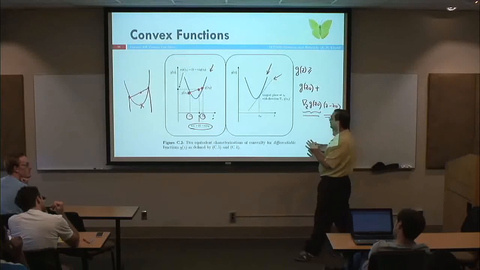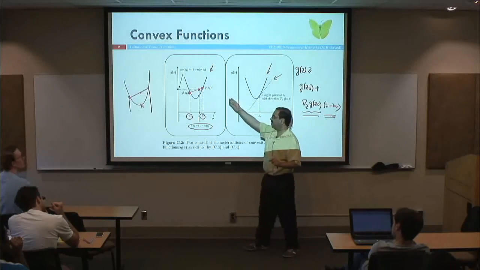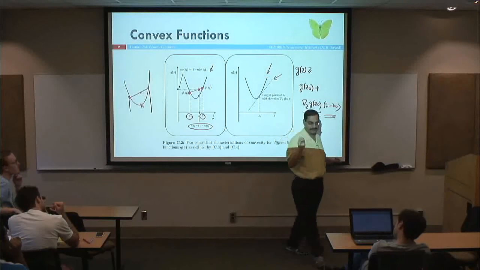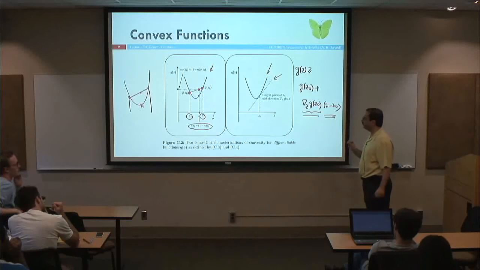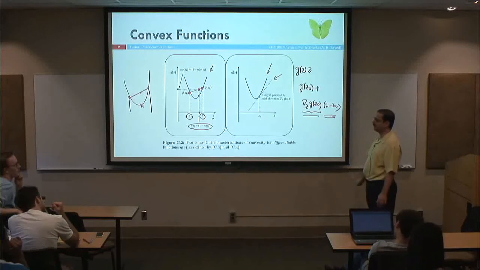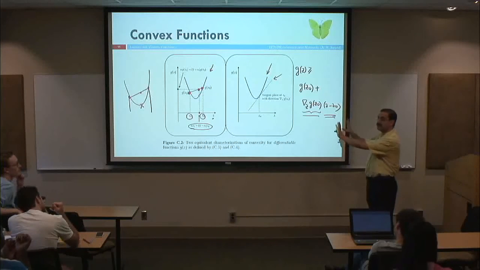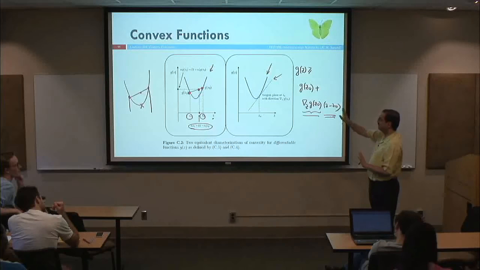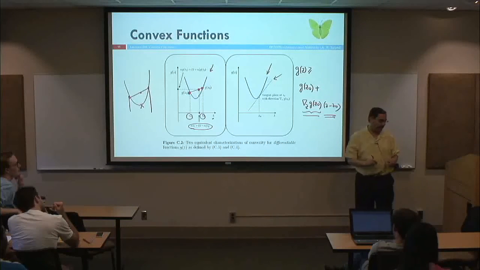To show that if this holds, that holds, or vice versa, this is a homework problem. It's not a difficult homework problem. It requires some argument, but you can do it. You understand? So these are 2 equivalent characterizations of convexity, this way or that way. You can think of it either way.